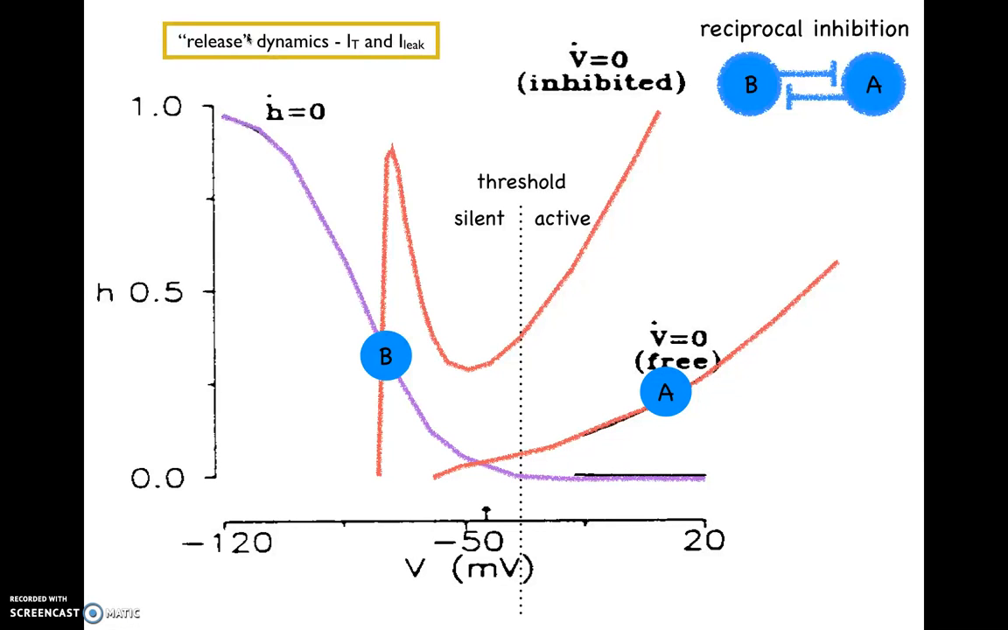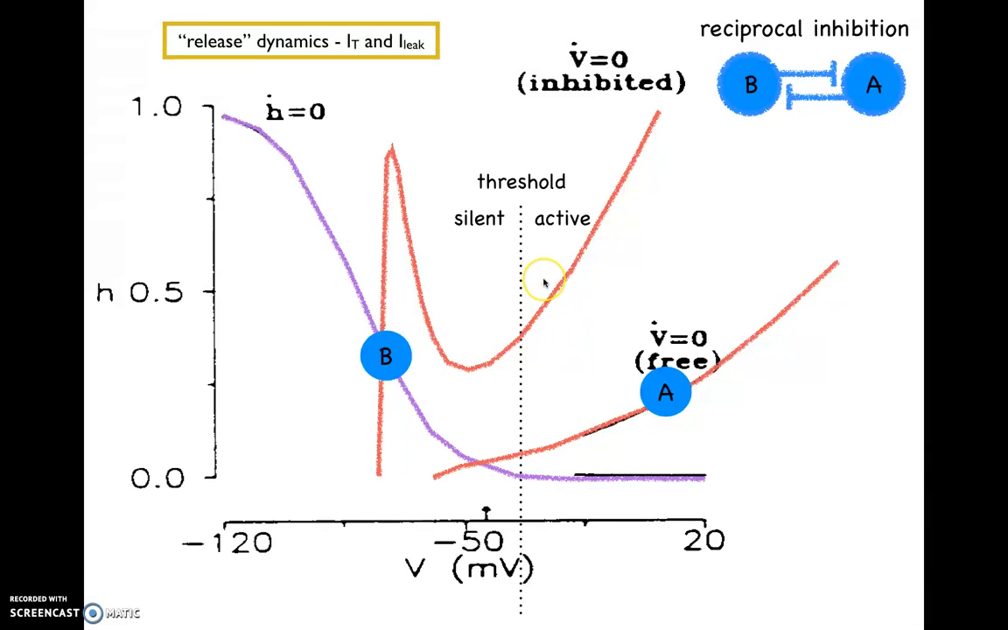Now, the focus of this short video is on how these ideas play out in the situation where the reciprocally coupled inhibitory neurons express the low threshold calcium current IT. So both of these neurons in this picture express the low threshold spike, and the most significant difference between these nullclines and the ones that you saw before is that the free nullcline is below the inhibited nullcline in this case.